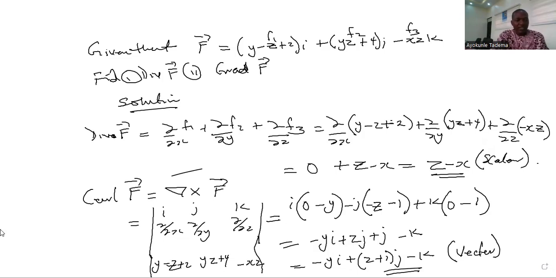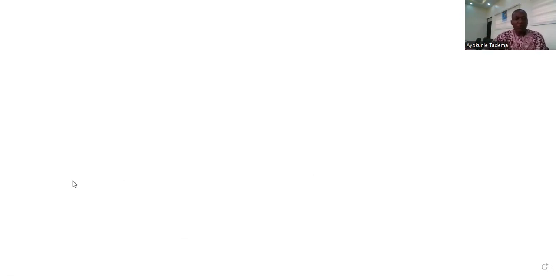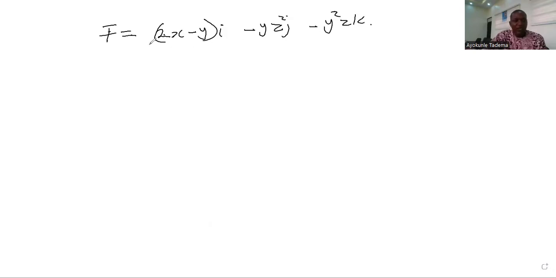Okay, let's look at another example. For instance, you are given that f equals 2x minus y i minus yz squared j minus y squared z k. We have to find or compute curl f.